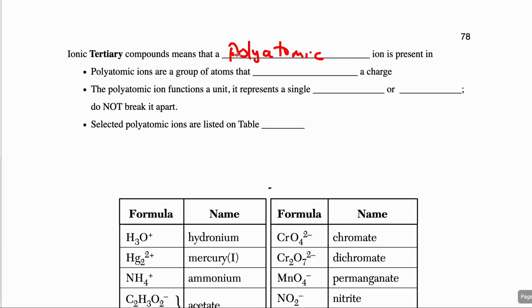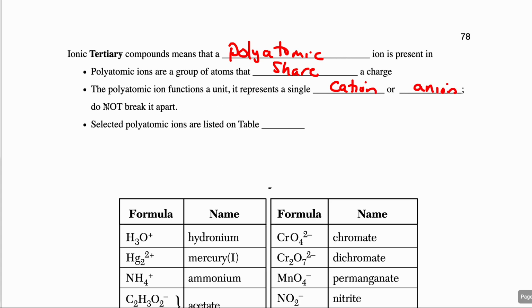ion present. So poly means many. Atom, so many atoms. So this type of ion is not one single element carrying a charge, but it's a group of atoms that share a charge. The polyatomic ion functions as a single unit. It represents a single cation or anion.